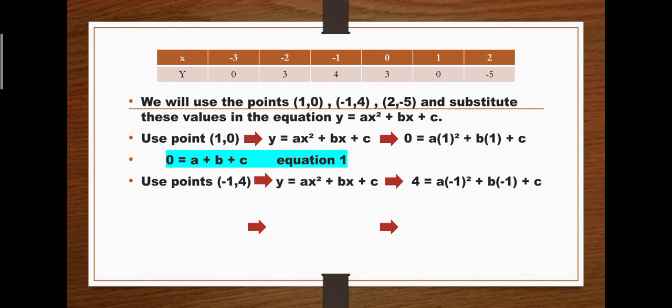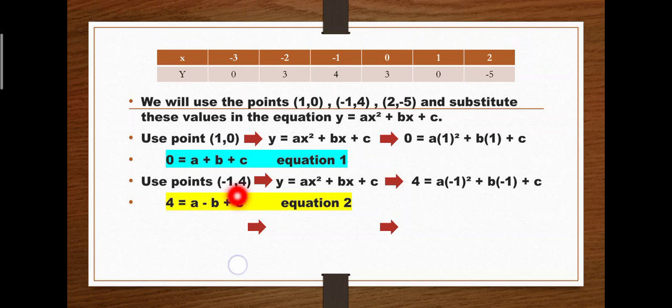Next is, I will be using negative 1 and 4. So, x is negative 1, y is 4. Then, ito yung equation. Then, substitute y by 4. So, 4 is equal to, copy lang a, ito a. Then, ang value ng x, negative 1. So, negative 1 squared plus copy b. Then, the value of x, negative 1 plus c.